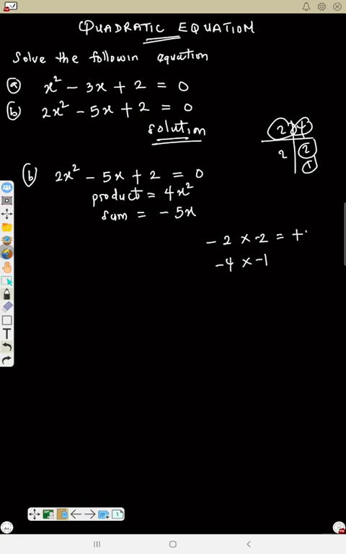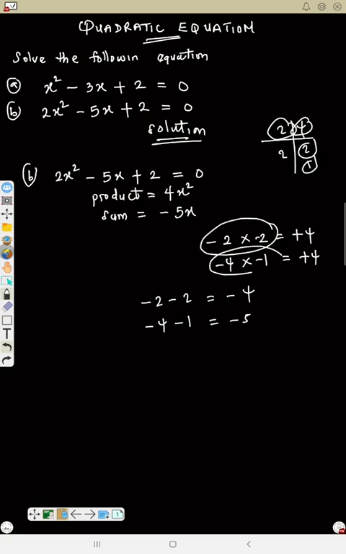Minus times minus is plus, this is plus 4. Anytime the sum is minus and this one is plus, we put minus in both numbers. Remember, take note of the signs. So now you have the sum, that will be minus 2 minus 2, that is minus 4. Minus 4 minus 1, that's minus 5.